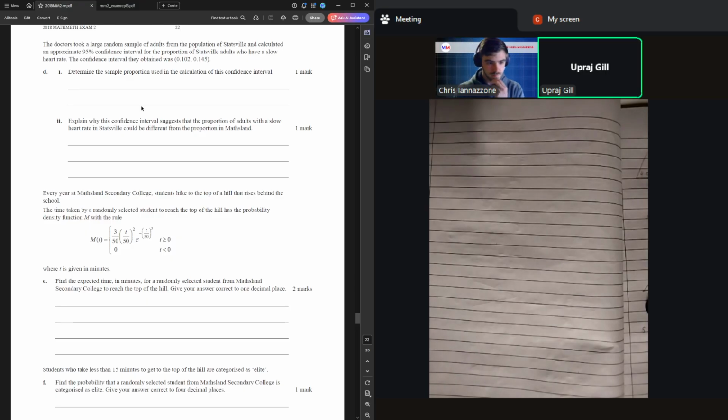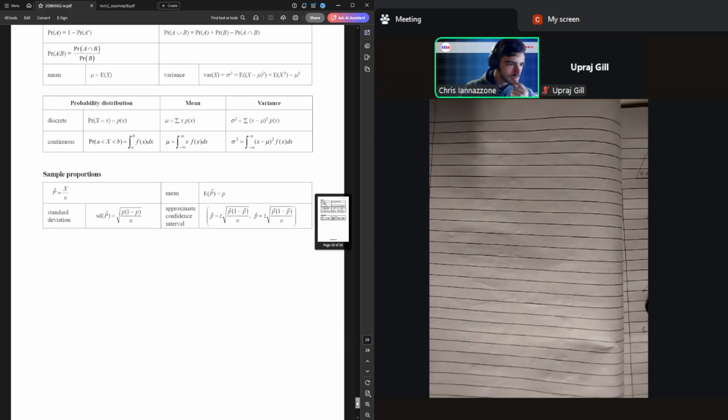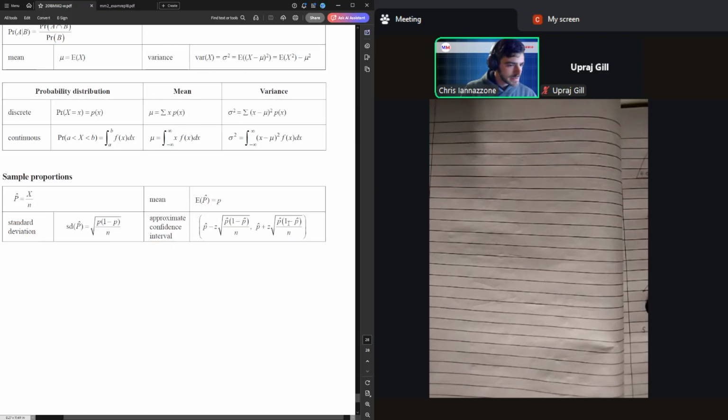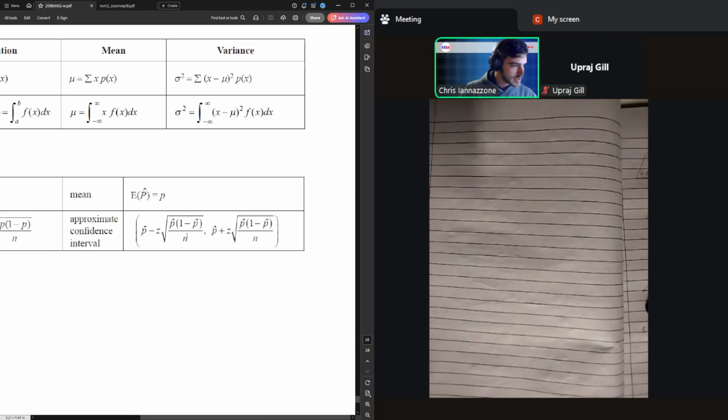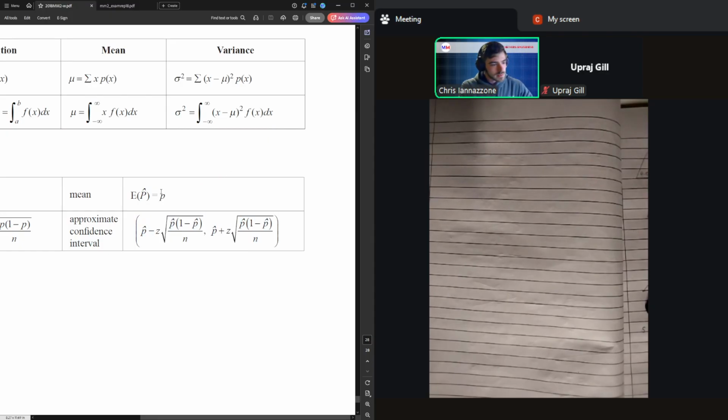Chris, I'm gonna need your help on this one. Yep. I don't think you might not need too much. So first we'll pop up the formula sheet. This is how you calculate an approximate confidence interval. So you got p hat minus the z root and p hat plus the z root. That's how it's calculated. What we want to know is p hat specifically.